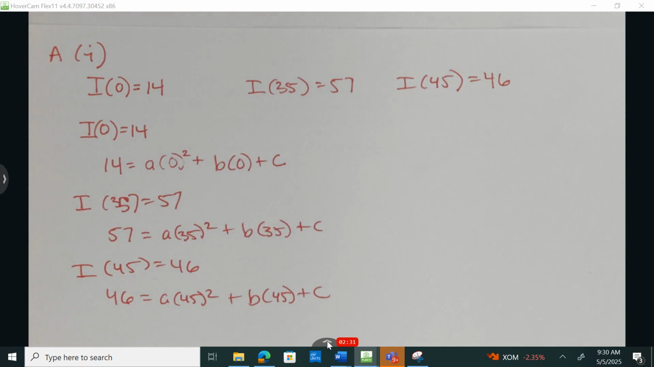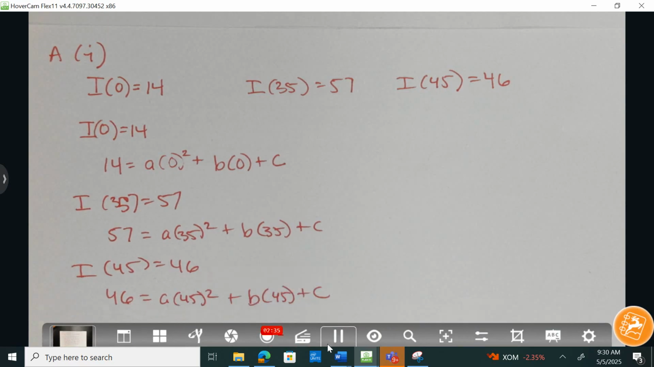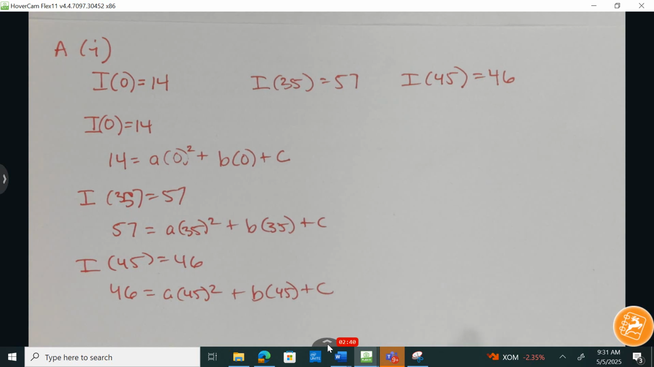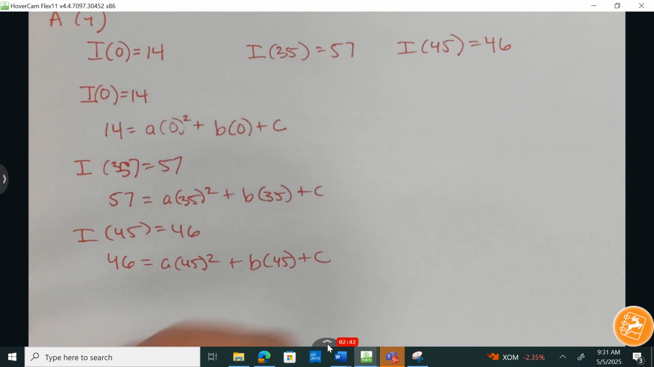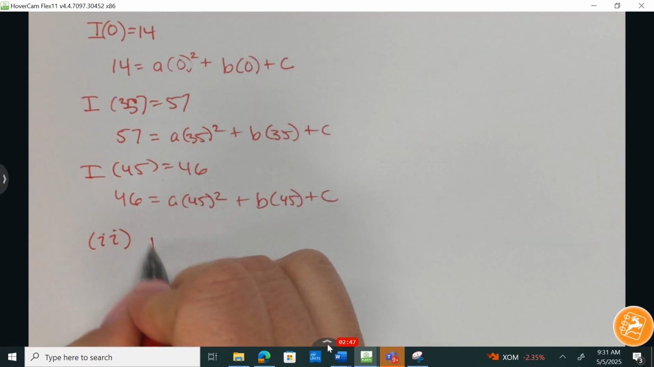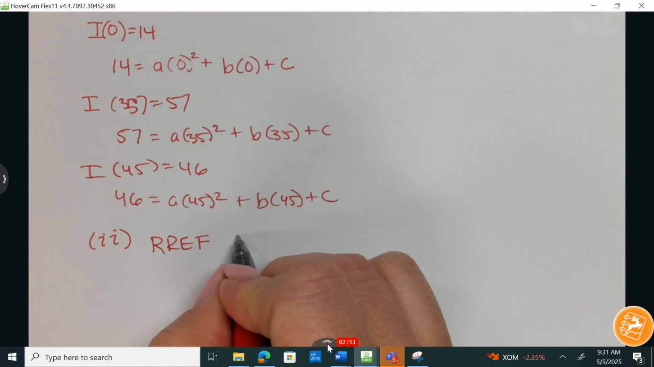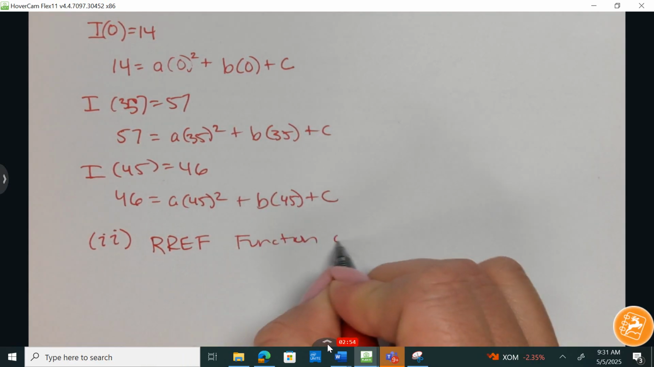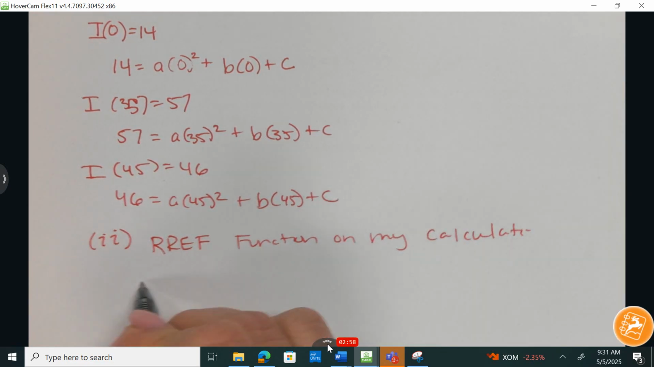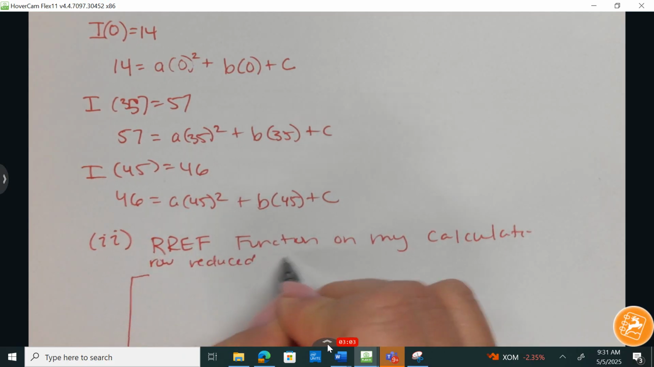Let's move on to the second part of A. Now there are multiple ways we can do this, but I want to make this as easy as possible. So what I'm going to do in part B is, I know this is a calculator related problem. I also recognize that I could use the RREF tool on my calculator. By the way, this is called row reduced.